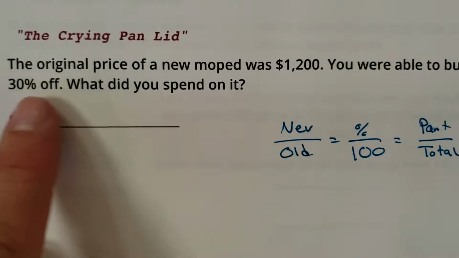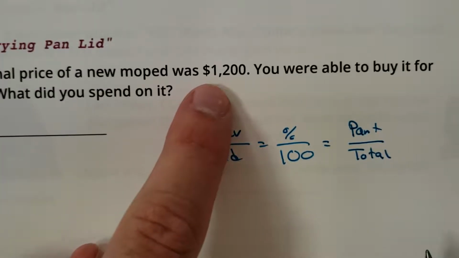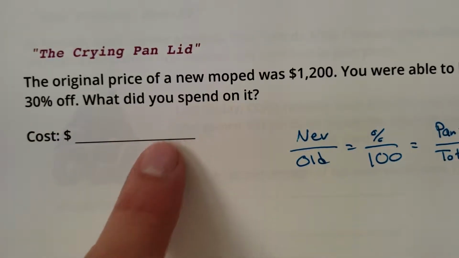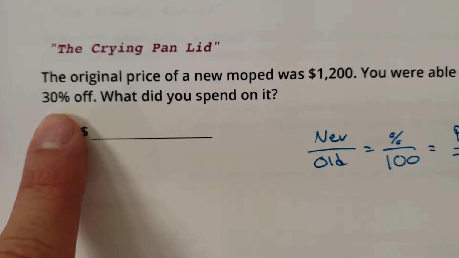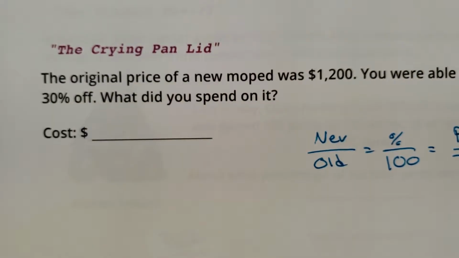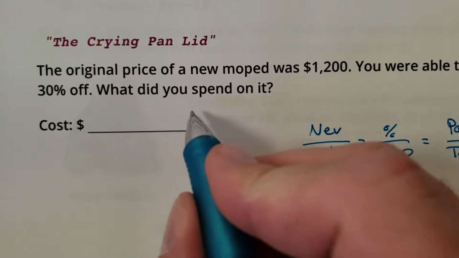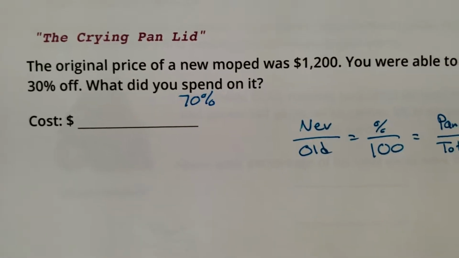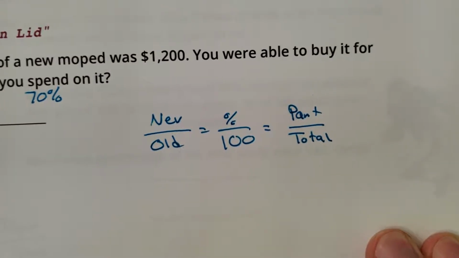Okay, there we go. The original price of a new moped was $1,200. You were able to buy it for 30% off. What did you spend? Well, really quick, students, if it's 30% off, that means you spent 70%. That's the amount of money that came out of your pocket. So we have ourselves a percent problem.